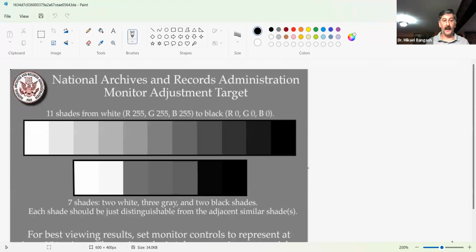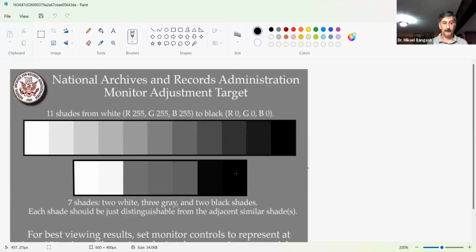As an example, we actually have two different grayscales. One has a total of 11 sheets, whereas the other has a total of only 7 sheets. On both scales, what we have on one side is white and on the other side black.